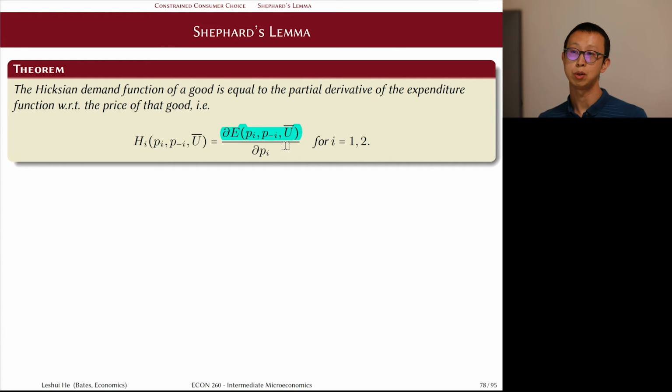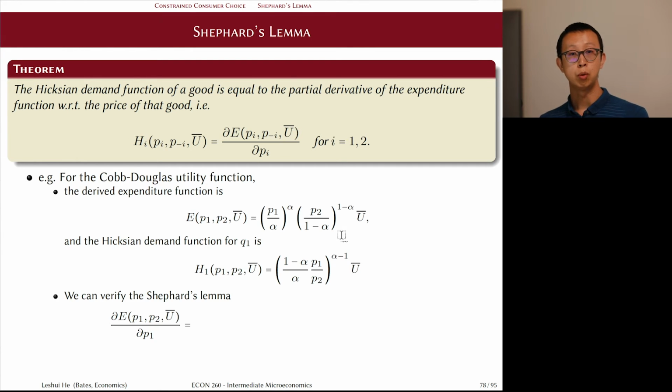Okay? And what we're saying is simply that we take the derivative of the expenditure function with respect to the price that you have in mind, then you're going to get the Hicksian demand for the good you have in mind back. That's it. This good can be 1 or can be 2. And when you do it for one good, the price of the other good is also going to play a part in here, and it's going to play the part through this other price, P of minus i.